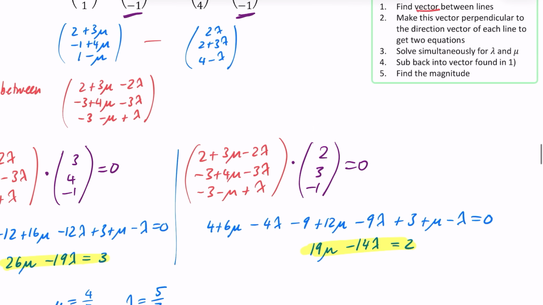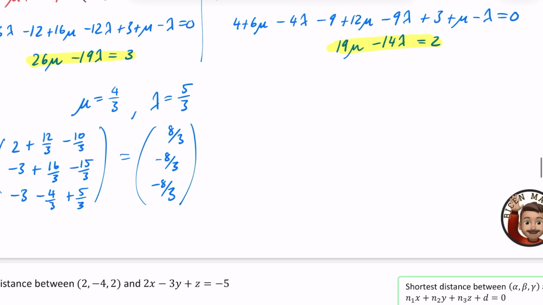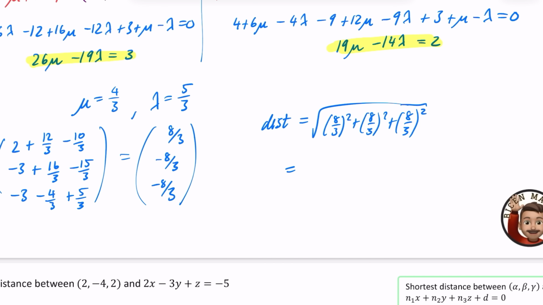On to the very last point. We now need to just find the magnitude of this. So the shortest distance is the square root of 8 thirds squared, 8 thirds squared, 8 thirds squared. Or you could just do 8 thirds squared and triple it. So 8 thirds squared times 3, square root the answer. And we have 8 root 3 over 3.